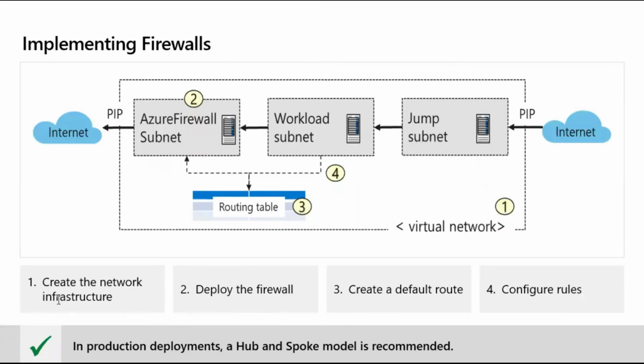Now, implementing a firewall: create the network infrastructure, deploy the firewall, create a default route, and configure rules. This is the Azure Firewall subnet, and we have some configurations. That means some workloads we allow, some workloads we deny. And on this side, PP means public IP. This means public IP, and they are all under the virtual network.